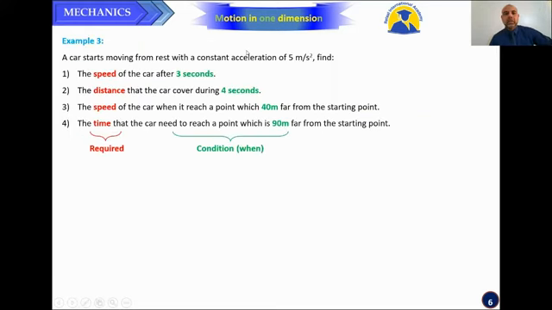Okay, let's practice these formulas. Example 3. A car starts moving from rest with constant acceleration of 5 meters per second squared. Find the speed of the car after 3 seconds. First, before you answer any question, you need to know what is the required and what is the condition. For example, it is given in part A or part 1 that the time is 3 seconds and the required is the speed. So you need to write the required and the condition.